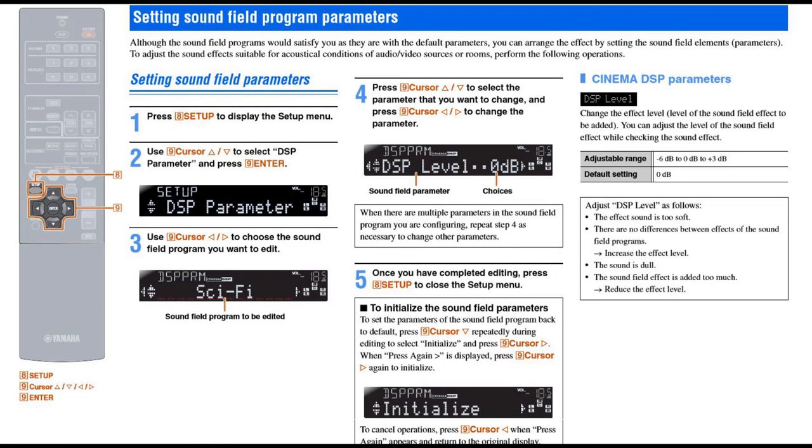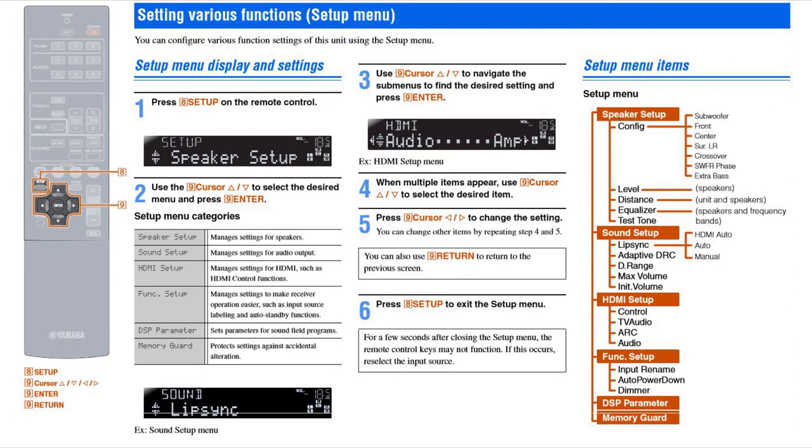This home theater system comes with sound field programs with some default parameters, but you can select or set the parameters as per your need or as per the acoustical condition of the audio video sources of your rooms. Then there are some settings for sound where you can adjust the audio video sync settings. Then you can adjust the adaptive DRC and dynamic range settings. There are some settings for HDMI where you can control the settings for the TV which is connected to your home theater system.